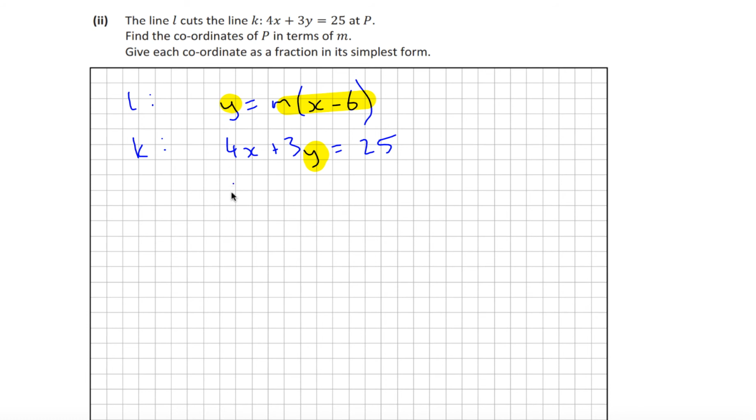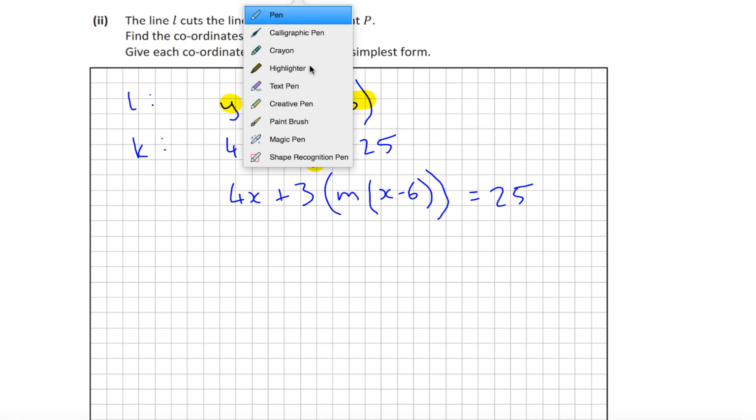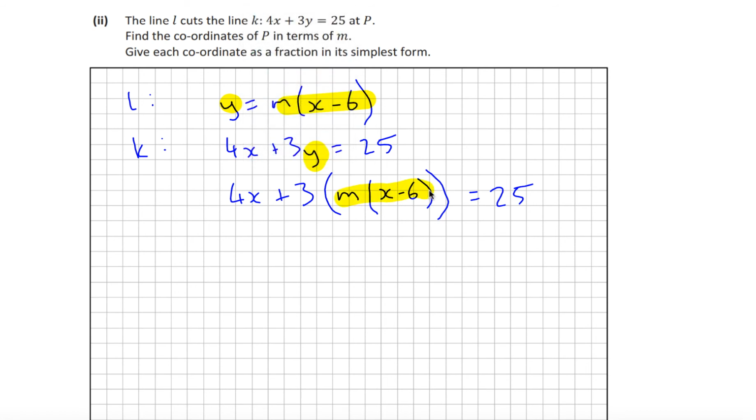So what does that give me? I have 4x plus 3 times y, which is actually m times x minus 6. And that then is equal to 25. So just to be clear there, I'm just going to highlight, this bit here got subbed in from the top line.